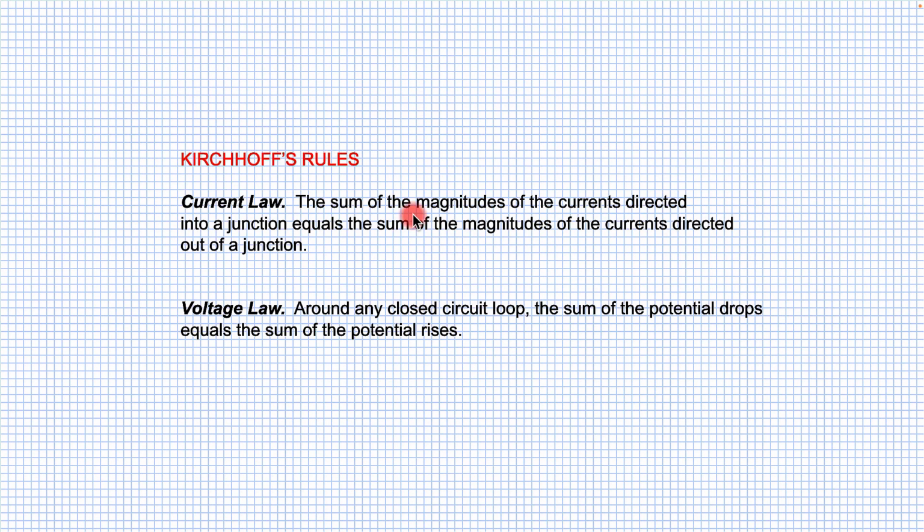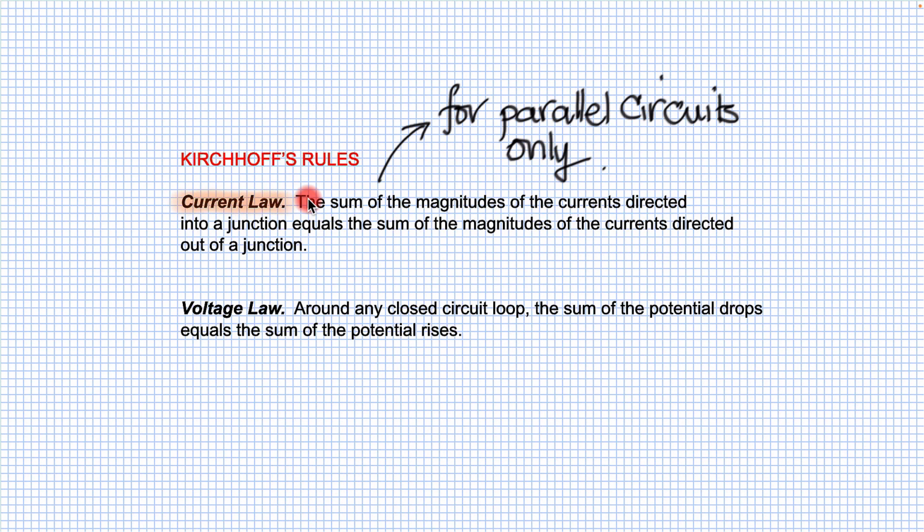These observations or measurements, if we were to make them in a circuit, are defined by Kirchhoff's rules. Now, there are two laws that are associated with Kirchhoff's rules. The first one is the current law. The sum of the magnitudes of the currents directed into a junction equals the sum of the magnitudes of the currents directed out of the junction. Now, this junction is the branch point of a parallel circuit. So this current law applies only for parallel circuits. In a series circuit, the current remains constant.